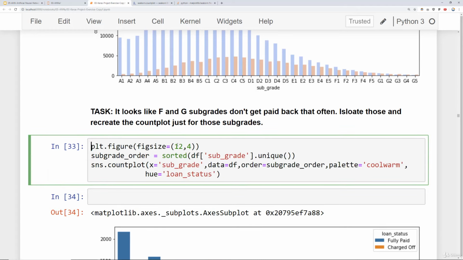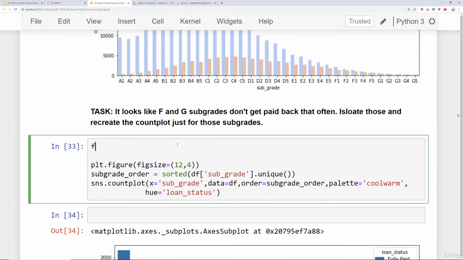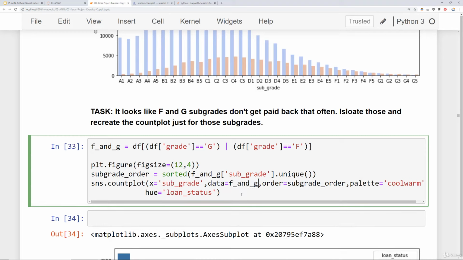paste it here, and what I'll do here is say I just want F and G. So I'll say F and G is equal to my data frame, where my data frame grade is equal to G, pipe operator, or where the grade is equal to F. And then I'll wrap these in parentheses to make sure I don't get an error. And then in the rest of these lines of code, wherever I have DF, I'll just replace that with F and G. So we'll grab our subgrade order there, and we'll set our data there.